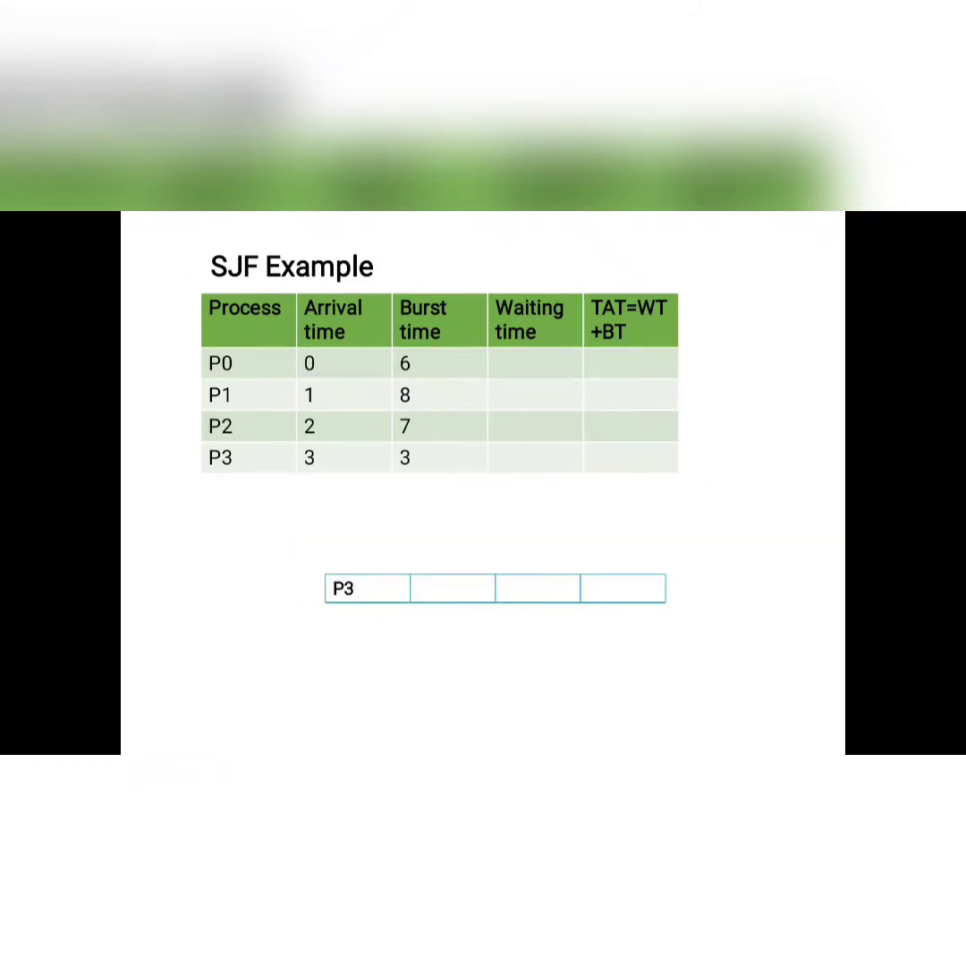Here the algorithm is shortest job first. While drawing the Gantt chart, we need to consider the process with the least execution time first. Considering the burst times 6, 8, 7 and 3, which one has the least value? Process P3 has the least value. It will start at 0, the arrival time, and it will execute up to 3. Like this we will represent the Gantt chart.